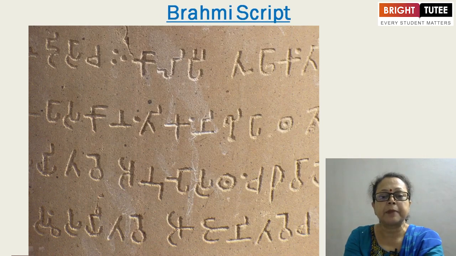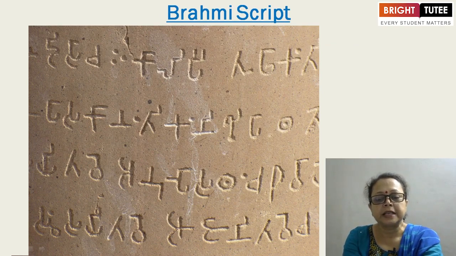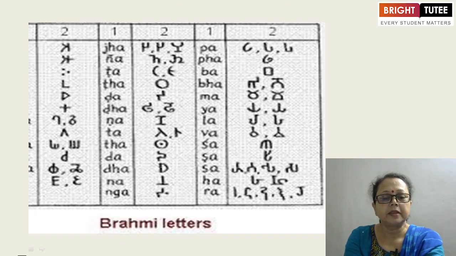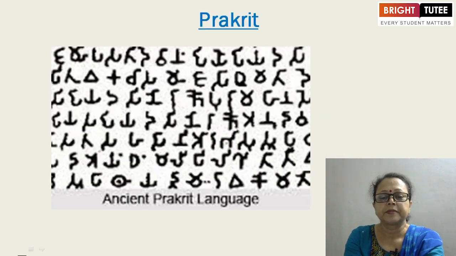Then it is the Brahmi script. Whatever inscriptions he got, he tried to decipher and read. These are the Brahmi letters. He tried to translate them with the help of the English alphabets. Prakrit language, the ancient Prakrit language of our country, was probably used by the people in the 600 BCE.